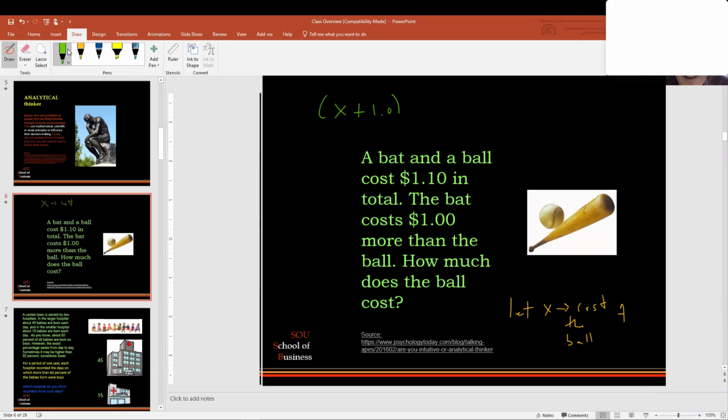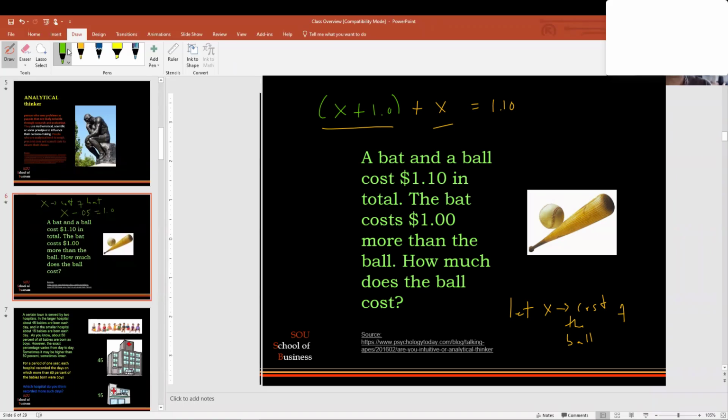So if X is the cost of the ball and the bat costs $1 more than the ball, we can express the cost of the bat in this way. And then to this, we add the cost of the ball. And the sum of these two is equal to $1.10. So from this point on, we solve for X.